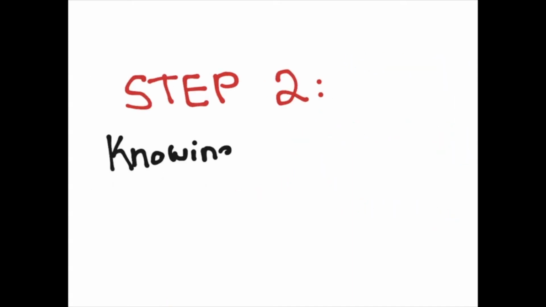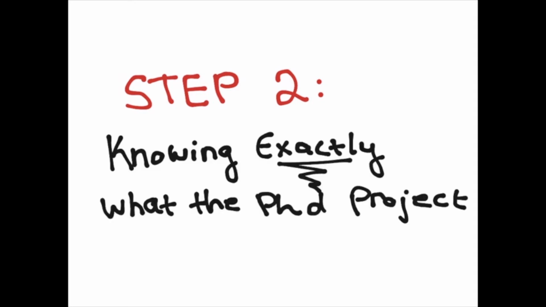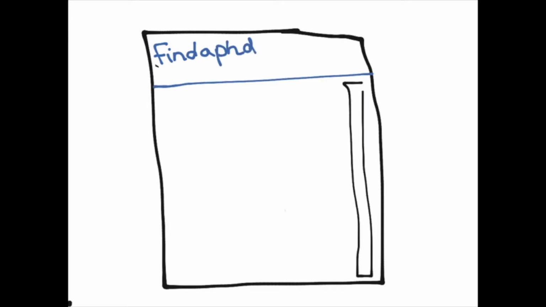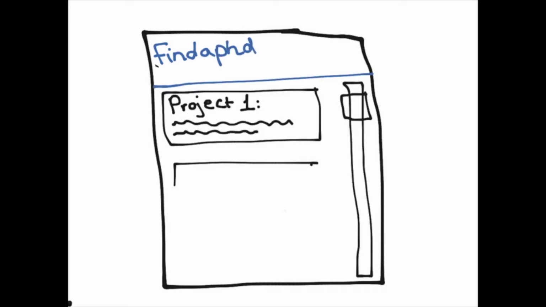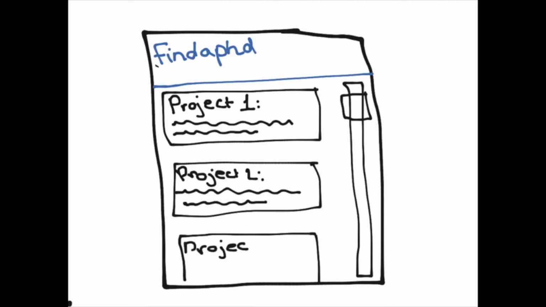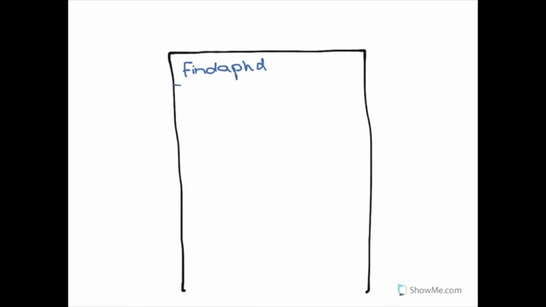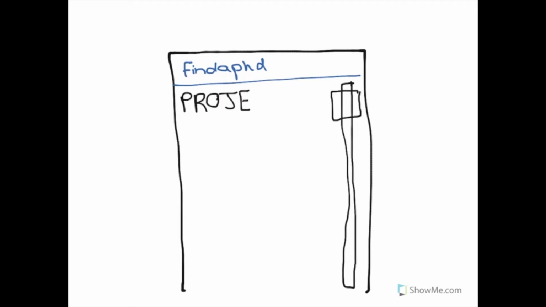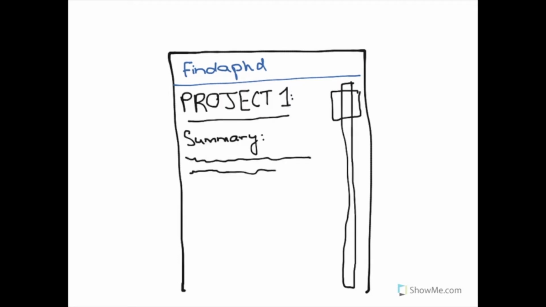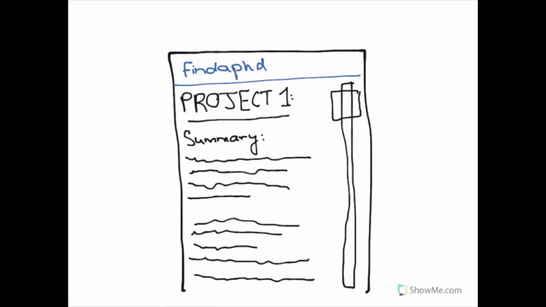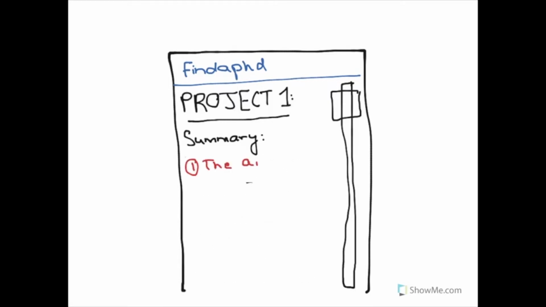Step 2. Knowing exactly what the PhD project entails. So you have narrowed down your search to several projects that are standing out to you as something that may be of interest. Now the key is to understand exactly what the project outline is saying. As you read through it, make sure you're able to answer questions such as, what is the overarching aim of this project? What are the specific methods outlined to conduct this line of work? And what materials will I be working with?